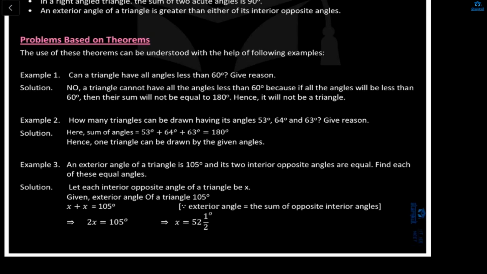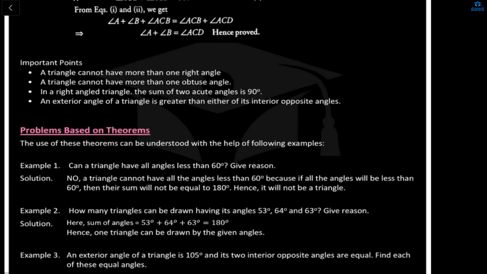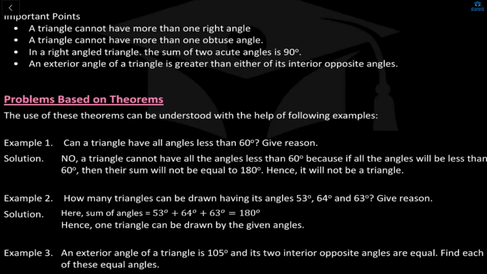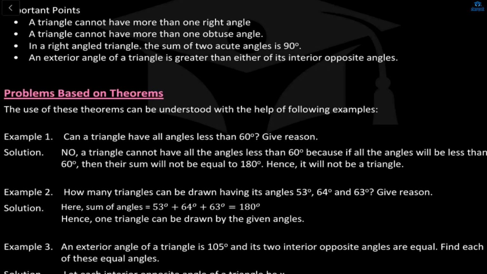Now, the third one. Tell me the value quickly, everybody. An exterior angle of a triangle is 105 degrees, and its interior opposite angles are equal. Find each of these equal angles. It's very simple. The value of the exterior angle is given, and it is equal to the sum of the two opposite interior angles. It is also told in the question that both the angles are equal. So what will be the value?